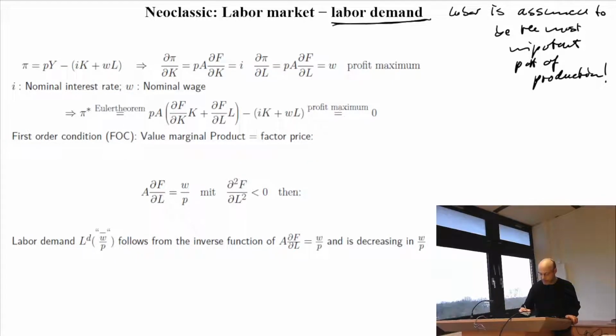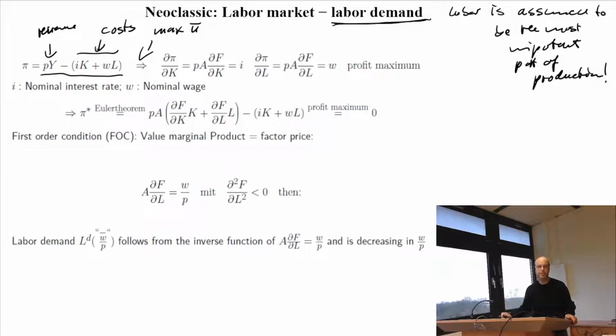Well, this I did already. Profits, revenue, and costs. Taking the first derivative in order to maximize profits means then here prices times marginal product equals interest rates for capital, and of course price times marginal product equals wages.